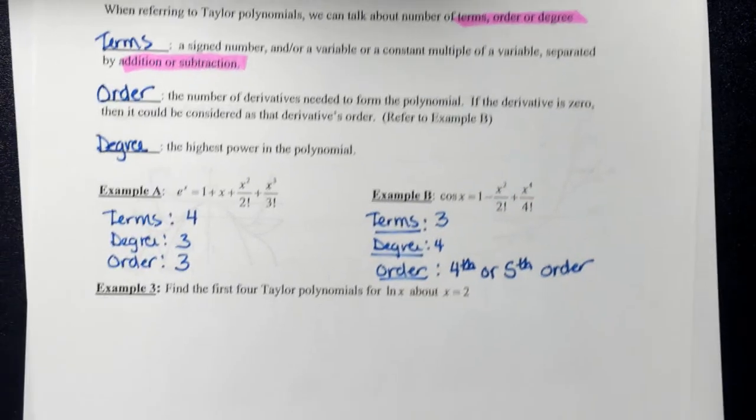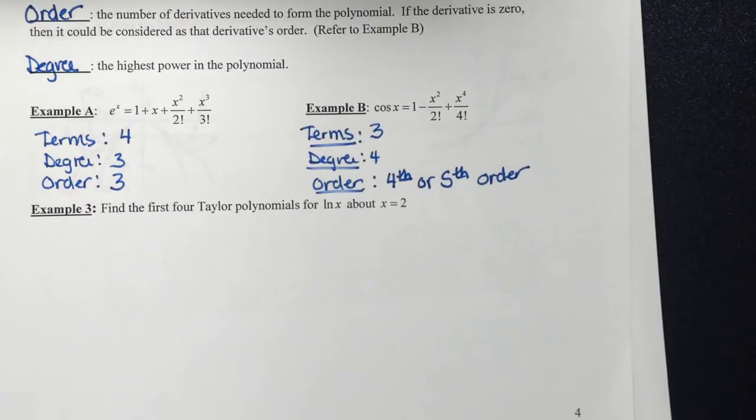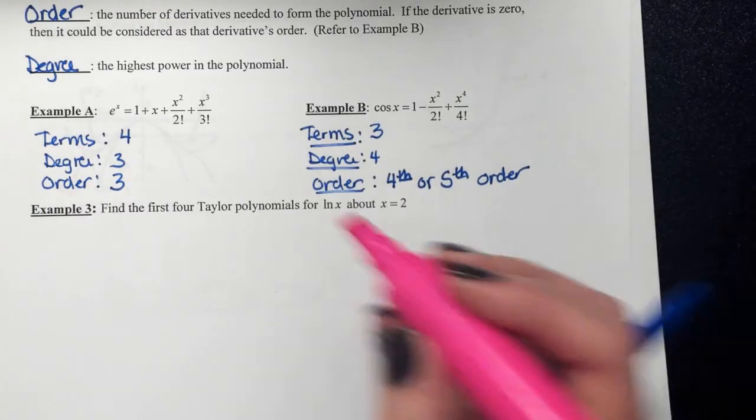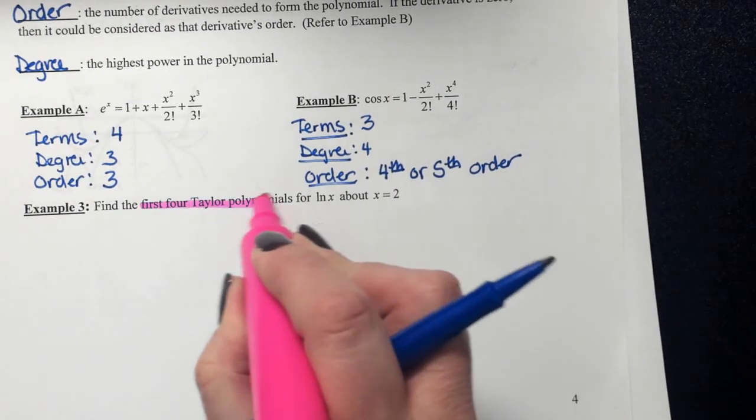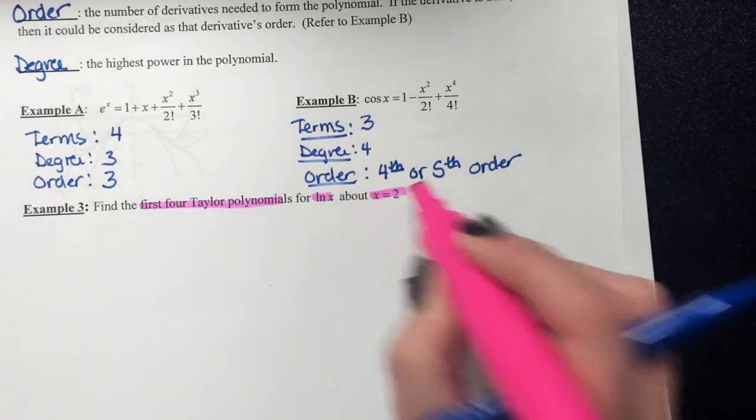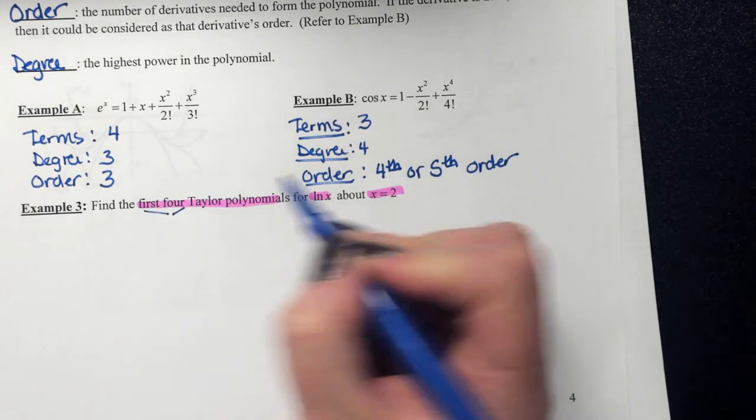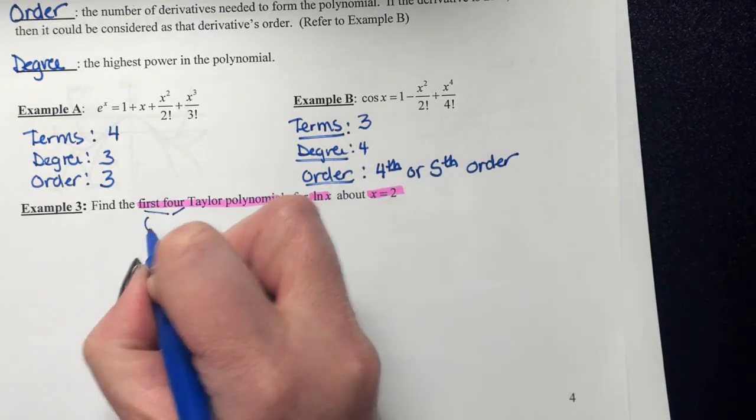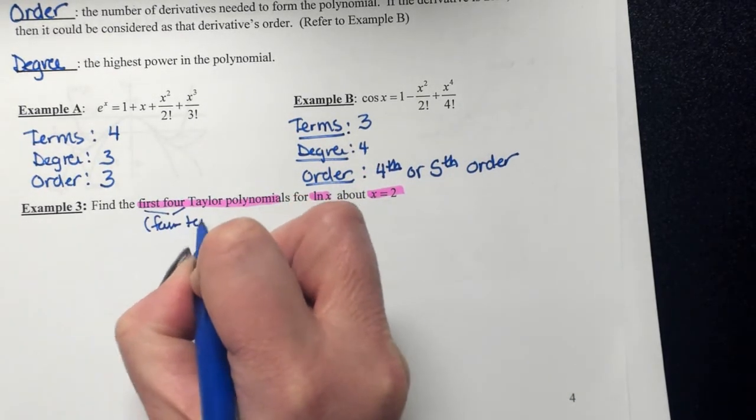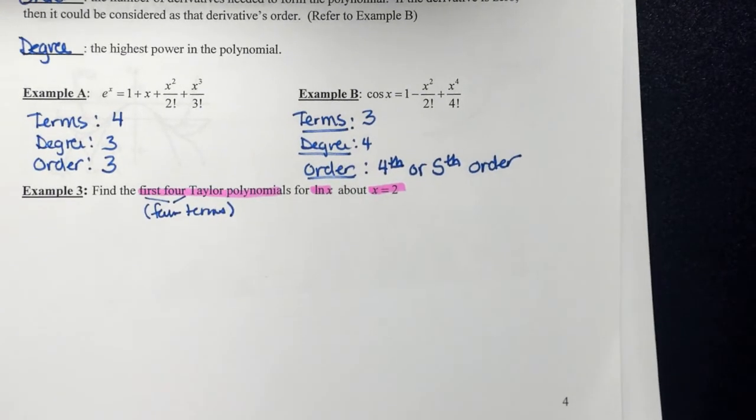All right, so let's take a look at an example. Let's start talking about Taylor polynomials. Find the first 4 Taylor polynomials for natural log of x about x equals 2. When they ask you to find the first 4 Taylor polynomials, that's really asking you for 4 terms. That's another way of them asking you about terms. So in this particular Taylor polynomial, we're going to write out the first 4 terms.